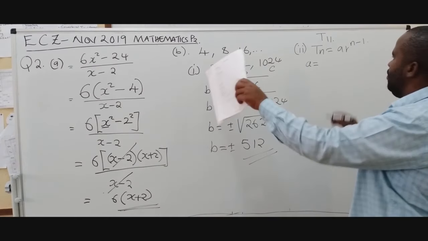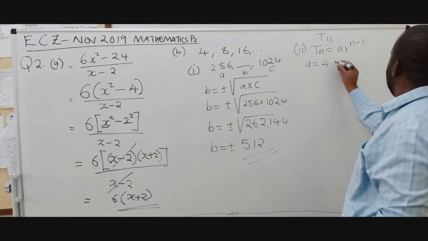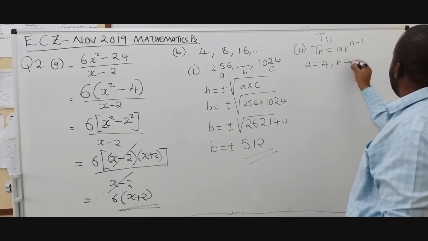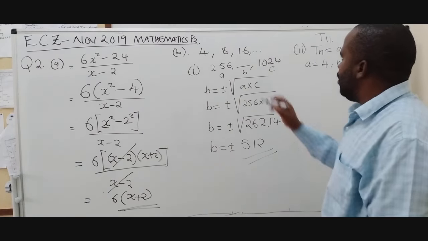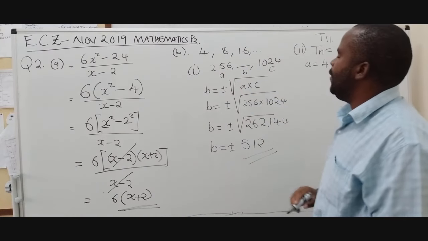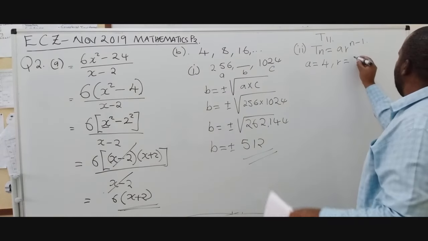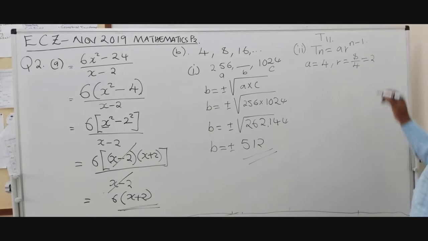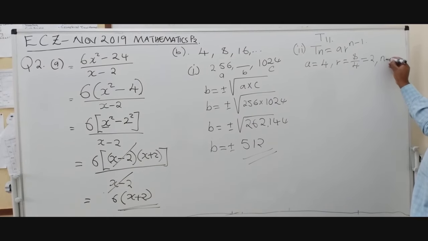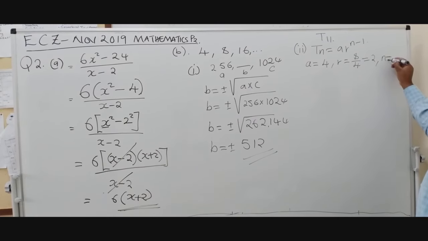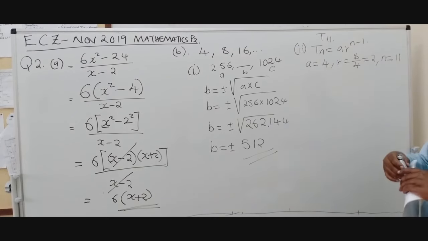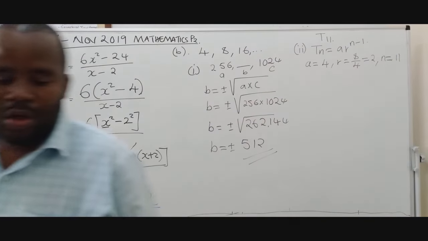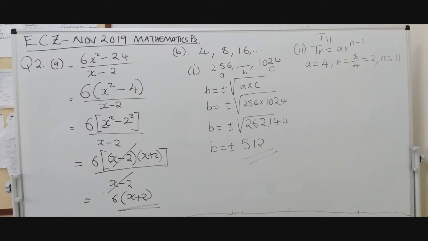What is our first term? The first term is 4. What is our ratio? R is the common ratio. Find the ratio, you can say second term divided by first term. So it will be 8 divided by what? 4. What is the answer? 2. Then what is our n? Our n in this case shall be 11 because we want the 11th term. So you have got 11 there. That is how you get that one. You need to recall that formula.